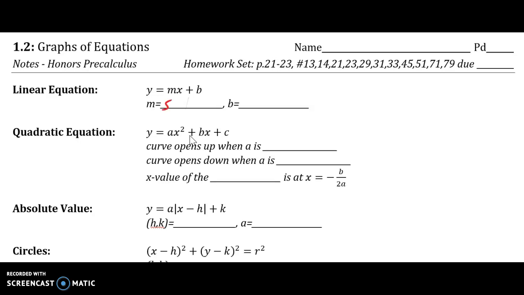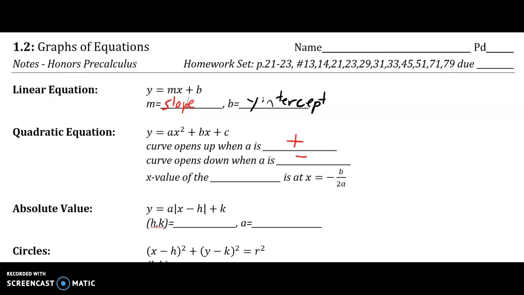So in a linear equation, what is m? M is our slope. What's b? B is the y-intercept. Not sure why it changed colors on us. Red so it looks different. Okay. Let's see. We got a parabola, quadratic equation. The curve opens up when A is positive. The curve opens down when A is negative.